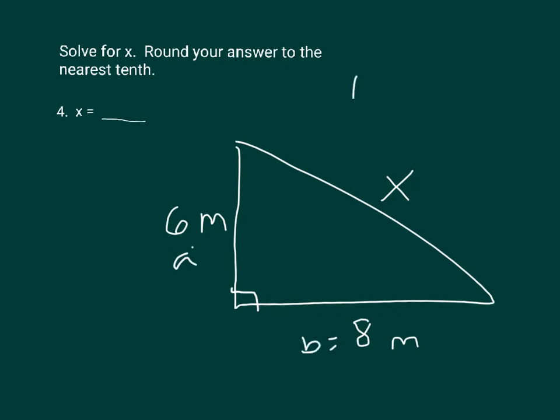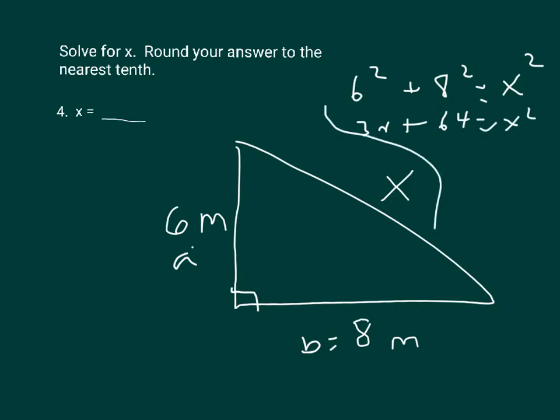So we'd say that 6 squared plus 8 squared, I'll use x since that's what's used here, equals x squared. 36 plus 64 equals x squared. And 36 and 64 add up to be 100, and that's x squared. Take the square root of both sides.